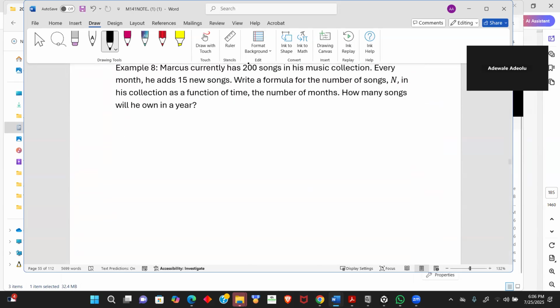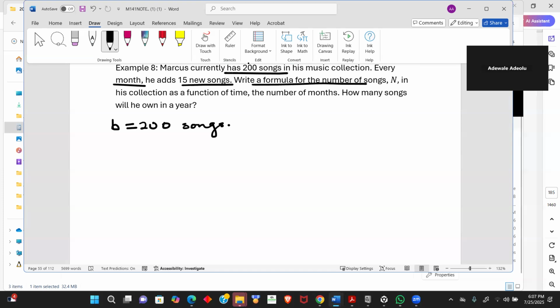Another one, Marcus currently has 200 songs. What does that mean to you? Marcus currently has 200 songs in his music collection. Every month, he adds 15 new songs. Do you agree with me that currently, that is, when you have not considered what Marcus is adding, he has 200 songs? So I can say my B is 200 songs. Every month, he adds 15 new songs.